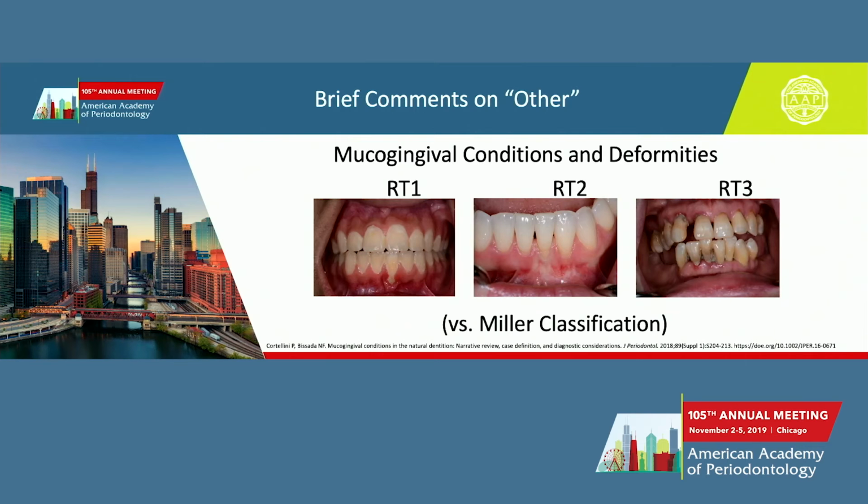The RT1, RT2, 3 gingival recession designations have been very helpful as the students have looked at the different recession types, particularly with regards to how much root coverage can be expected following a connective tissue graft. So RT1, 2, and 3 have been very, very helpful for our students on the clinic floor.